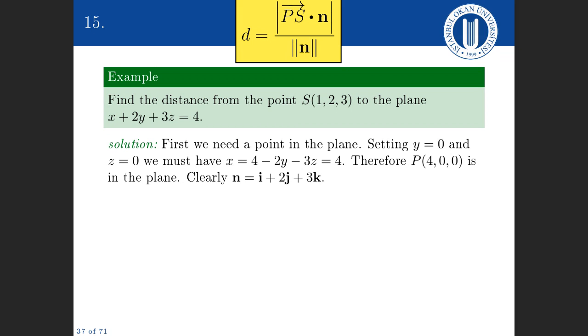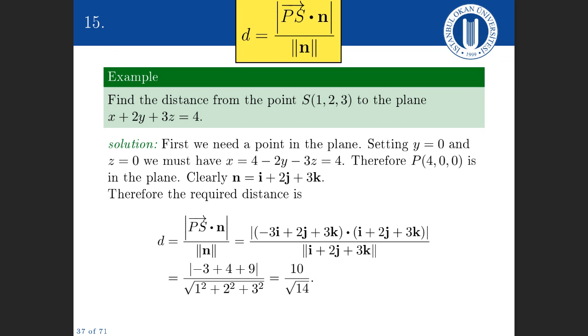At this point, we have all of the information that we need. The formula is at the top in the yellow box. We know P, we know S, and we know n. So then it's just a case of doing the calculation. We can calculate that PS is minus 3i plus 2j plus 3k. We can do the dot product with n, and then we can divide by the norm of n.